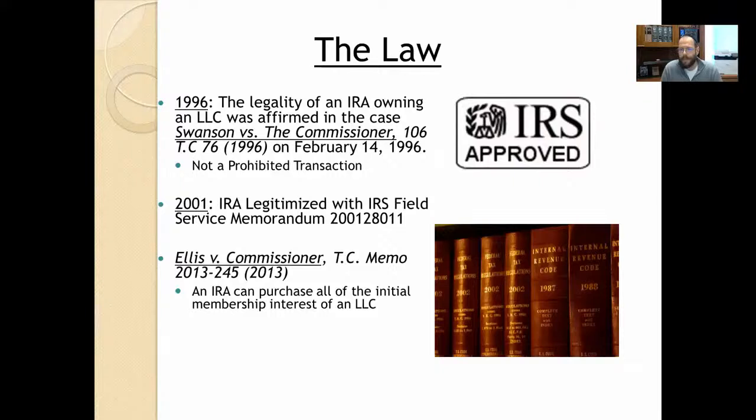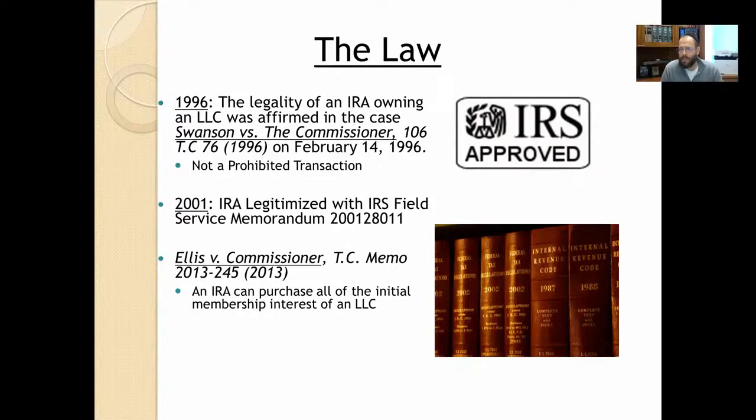As a matter of fact, the big landmark case was Swanson versus Commissioner. You'll see this posted all over the internet when you look up IRA-owned LLCs, 1996. It was the big case. You see I have it cited there. It didn't deal at the time with an LLC. It dealt with a corporation, because LLCs weren't really in vogue in the mid-90s; they didn't even become issues until the late 80s. So they purchased 100% of the stock in the company, and then the IRS wanted to make that a taxable distribution of the IRA, and they challenged it.